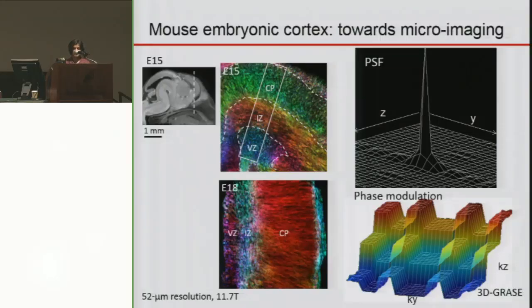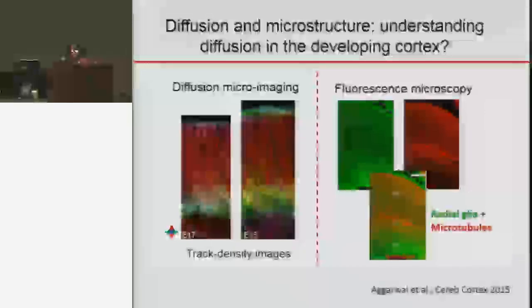Now if we go one step further and look at the embryonic mouse brain, which is really tiny. These are just some examples showing diffusion microimaging and what can be done in the embryonic mouse cortex. These are track density images generated from data acquired at 52 micron resolution. And here we can see different developmental zones in the embryonic cortex that can be differentiated on the basis of diffusion contrasts. And on the right, I've just shown some of the technical aspects involved in the acquisition, using basically gradient echo with correction of the phase modulation that I mentioned before, and also the point spread function for the resolution, which is shown on the top.